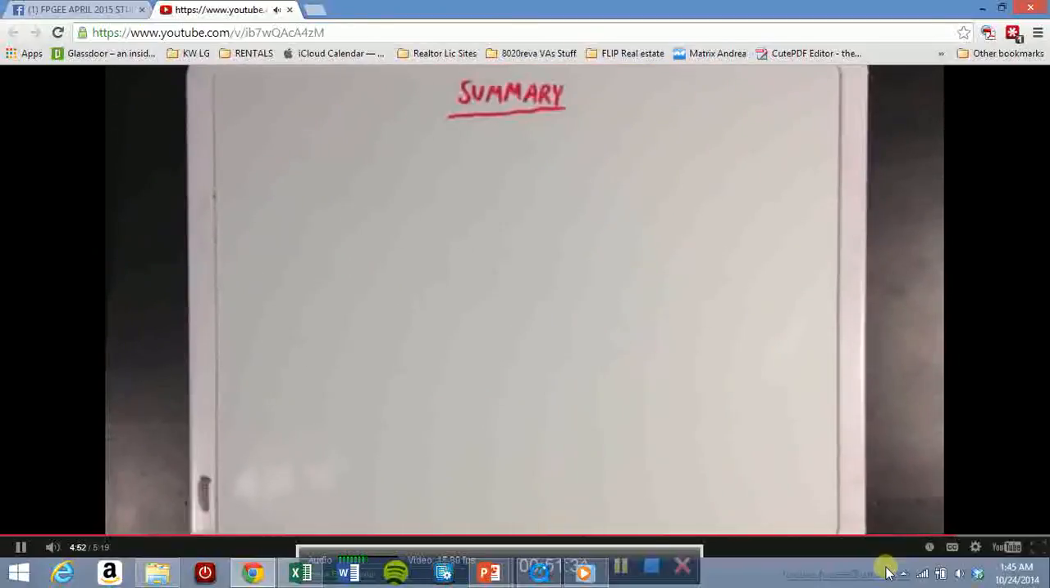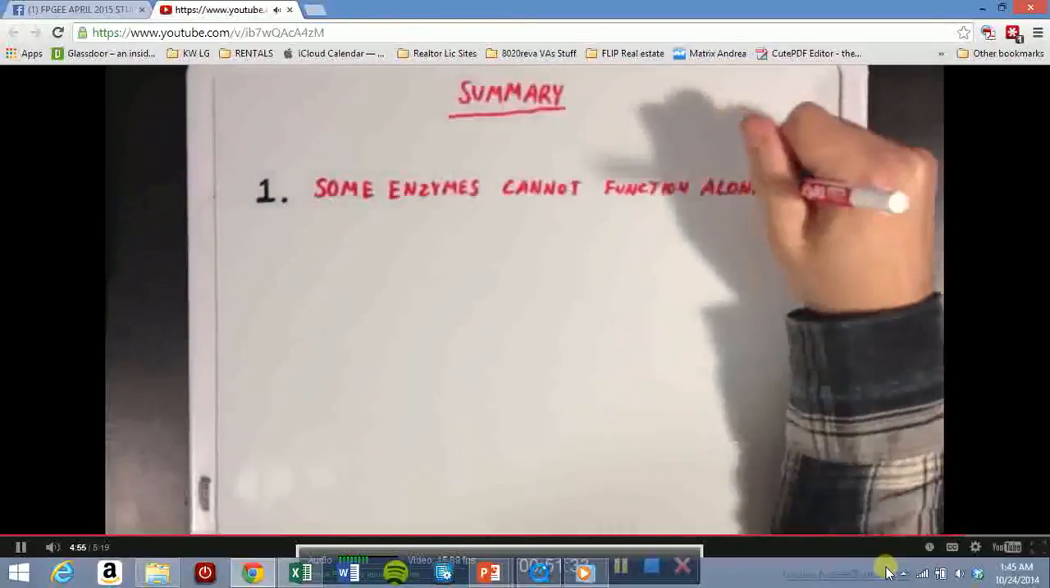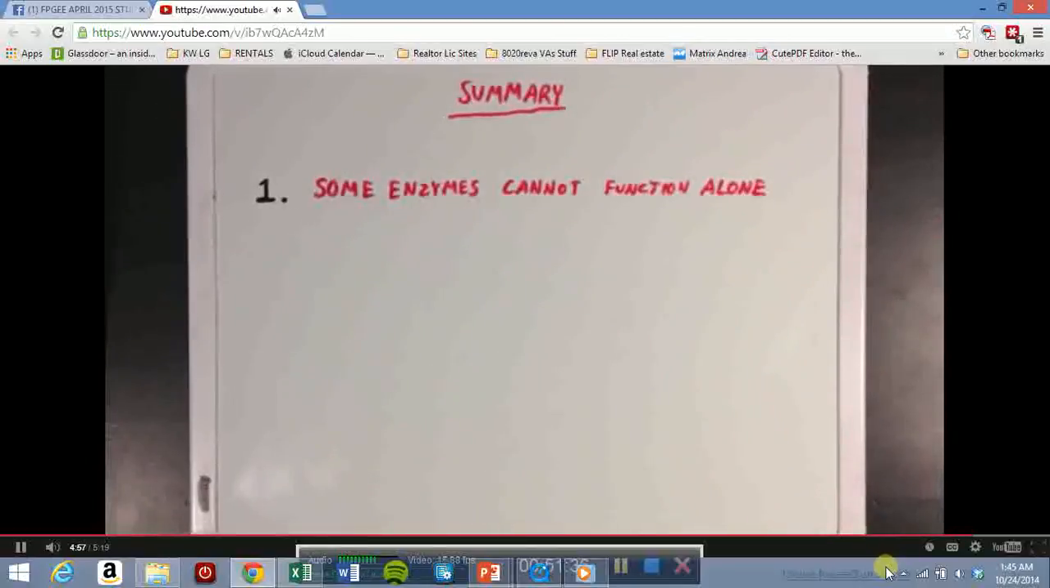So what did we learn? Well, first we learned that not all enzymes are able to function alone, and some need a little help.